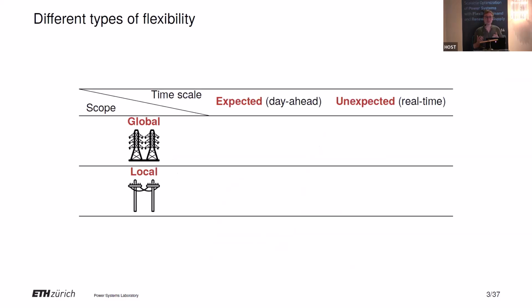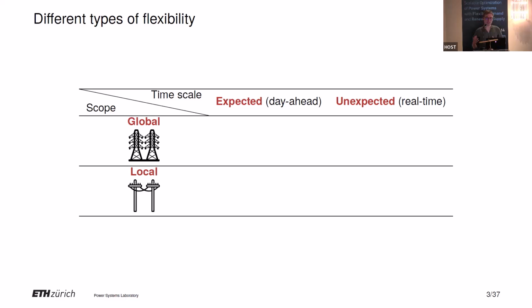So flexibility is often used in different ways in research, let's say. So I also want to explain a bit what I'm tackling here as a problem. I think we can classify it along two dimensions: the time of the variability of the system to which we react with flexibility, and also the scope. Are we talking about something global or something more local?